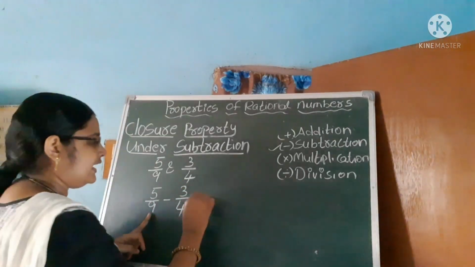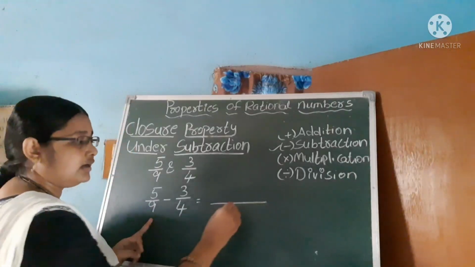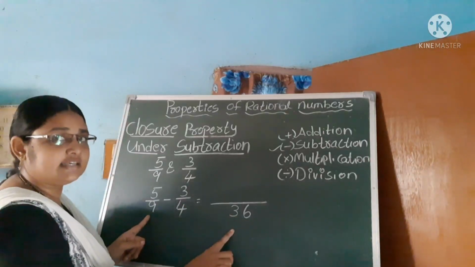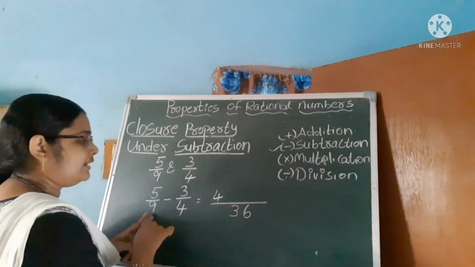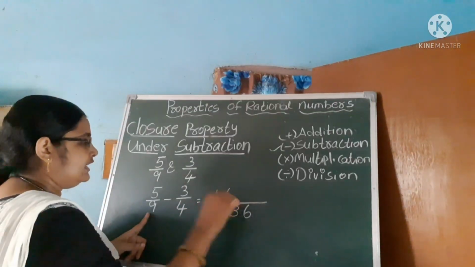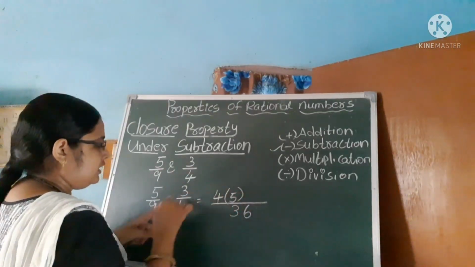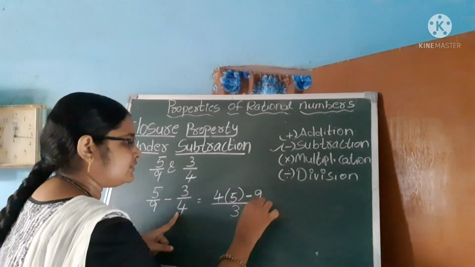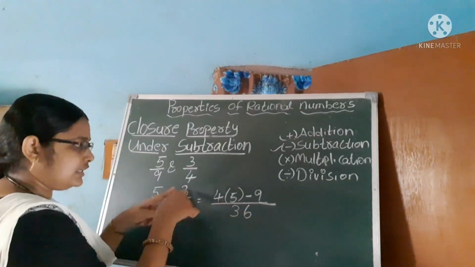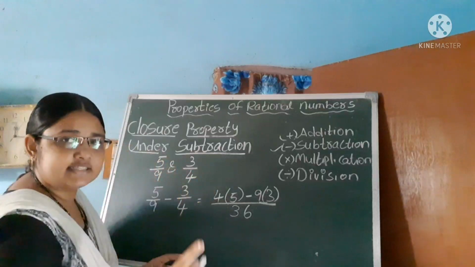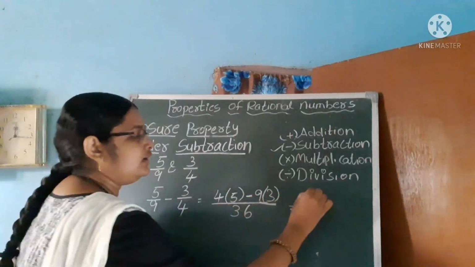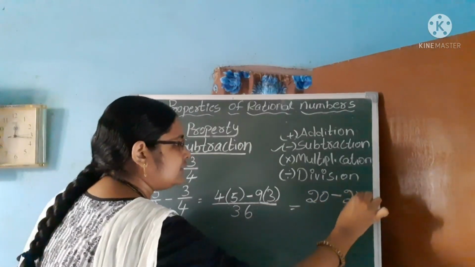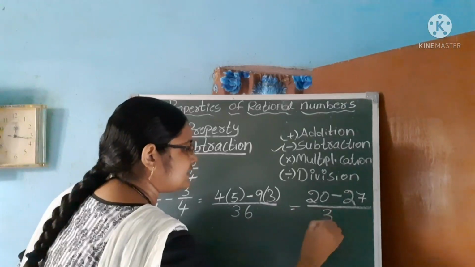So here, what is the LCM of 9 and 4? 9 4s are 36. Is it clear? 9 table in 36 how many times? Very good, 4 times. 9 4s are 36, into numerator. Minus, 4 table in 36 how many times? Very good, 9 times. 4 9s are 36, into numerator. Is it clear? 4 5s are 20 minus 9 3s are, very good, 27 by 36.